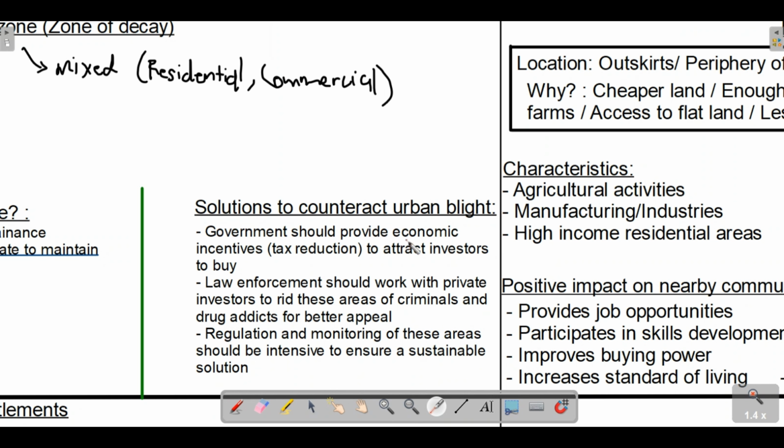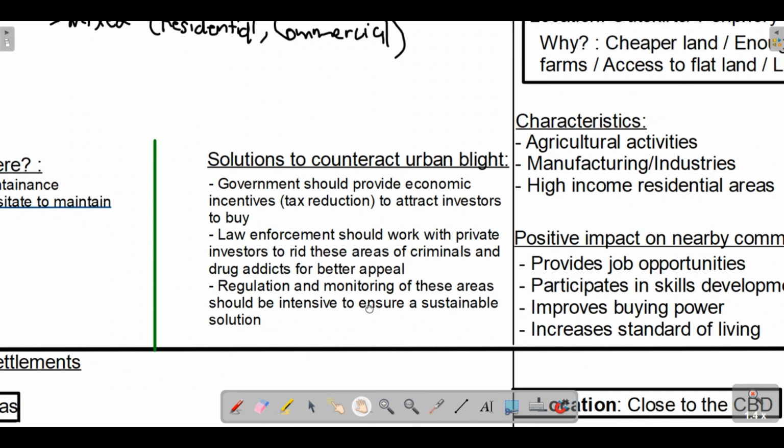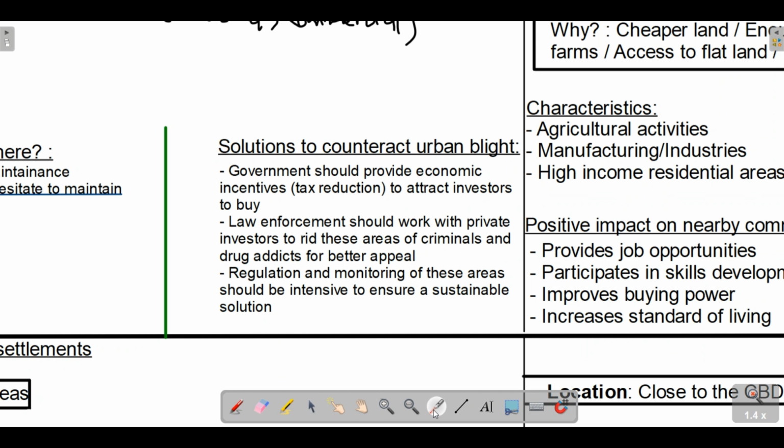Government should provide economic incentives. Okay, tax reduction. Reduce the tax for the people that are going to invest here so that they can be attracted. So attract them by providing these economic incentives, these attractive offers, so that they can come and invest and try to reinvent or re-energize the transition zone, because we need properties that are constantly maintained. So there should be strict laws as well with regards to the maintenance. So that's the first point.